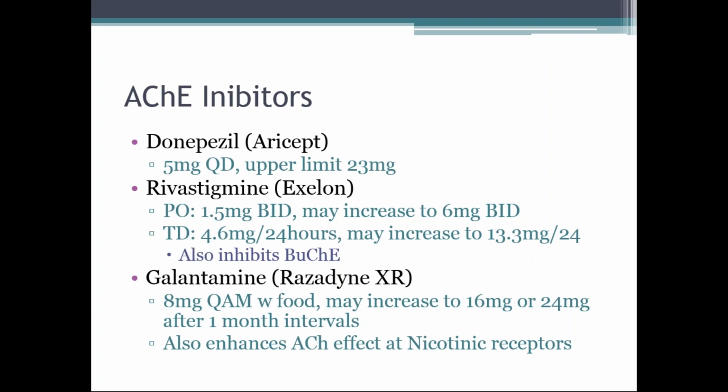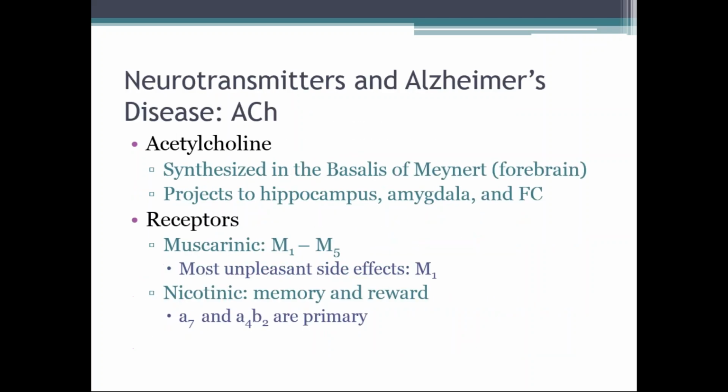And this last one, galantamine, the other cholinesterase inhibitor. In addition to that, one thing that this drug does is it actually helps those nicotinic receptors we were just talking about, this alpha 7 in particular. Galantamine has an additional function.